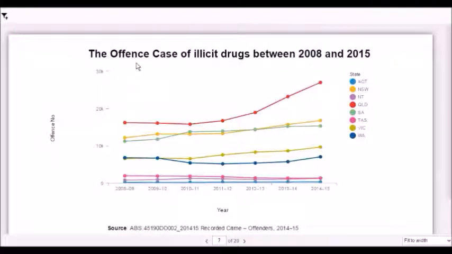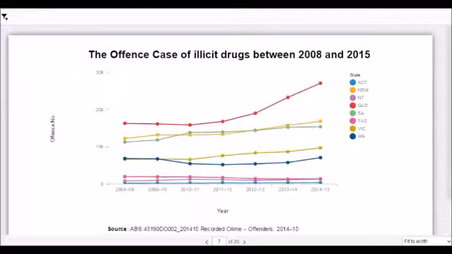When it comes to illicit drug offences from 2008 to 2015, almost all illicit drug offenders by states had a lot of change. More interestingly, Queensland continues to account for the greatest number of illicit drug offenders in Australia. Specifically, as you can see, the number of crimes gradually rose from 2008 to 2012, and then dramatically increased from 2012 to 2015 by over 10,000 offenders with respect to Queensland.